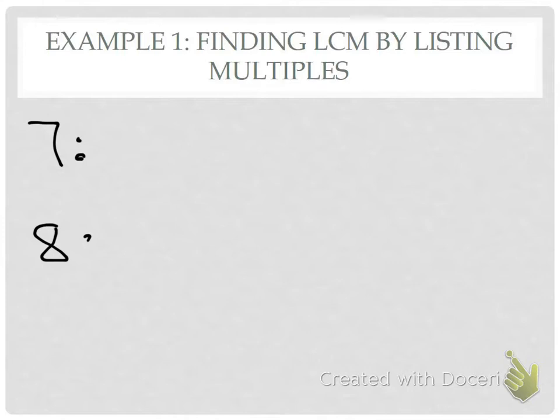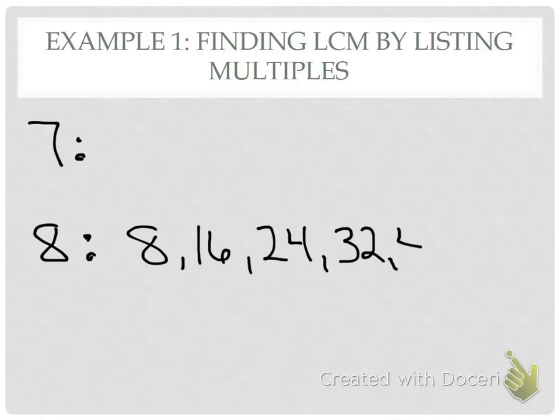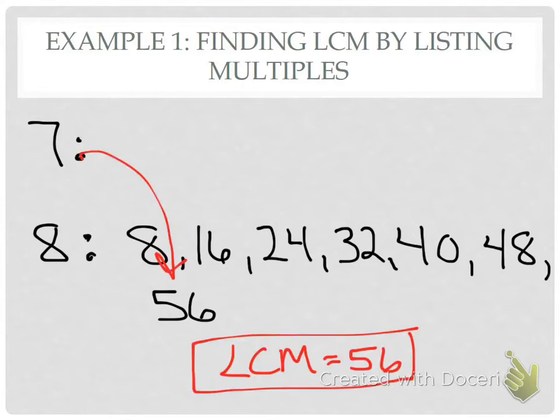All right, so what about this one, 7 and 8? I want you to list the multiples until you find one that they both go into. Okay, so 7 doesn't go into 8, doesn't go into 16, so I just keep going on my multiples until I get to a number, 56, that 7, yes, goes into. So my LCM is 56. Who got 56? All right, very good.